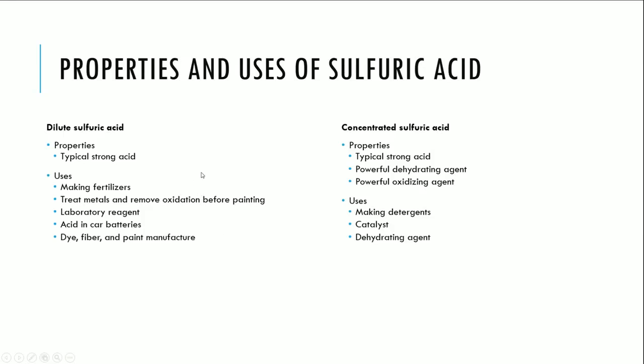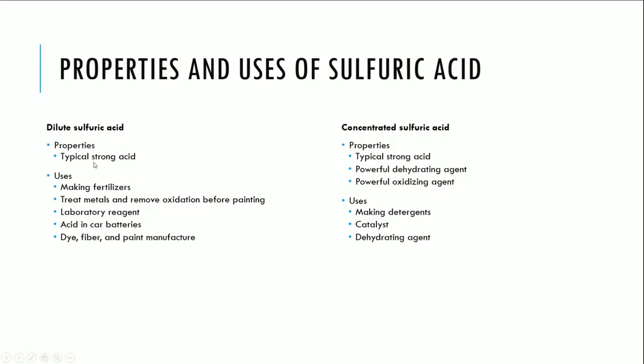So the properties and uses of sulfuric acid. When we think about dilute sulfuric acid, despite the fact that it's dilute, it's still a very strong acid, and it'll show characteristics of typical strong acids. And of course, strong acids are acids that completely ionize in aqueous solution, and they have characteristic acid-like reactions, say with metals, with bases, and whatnot.